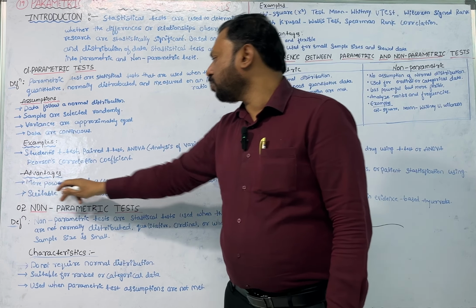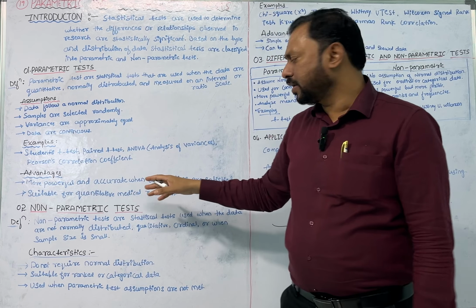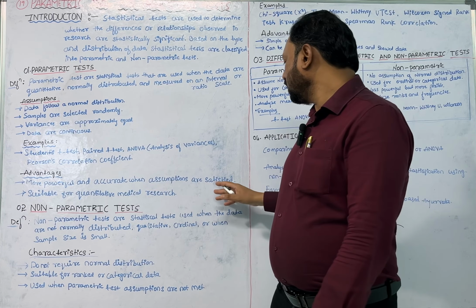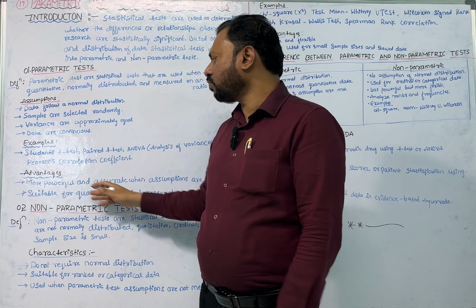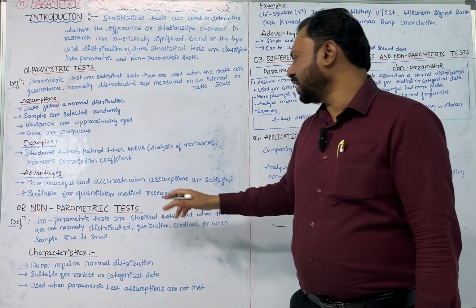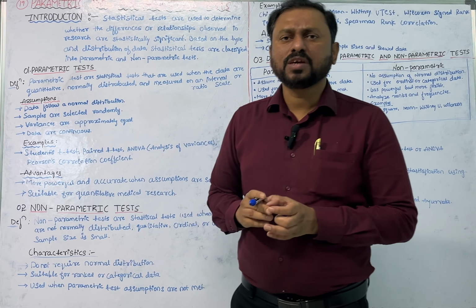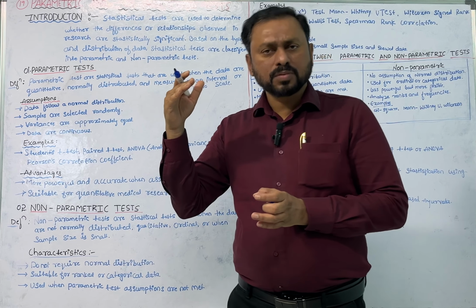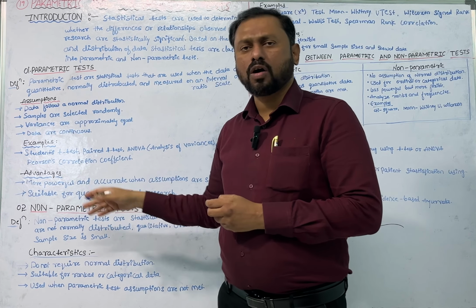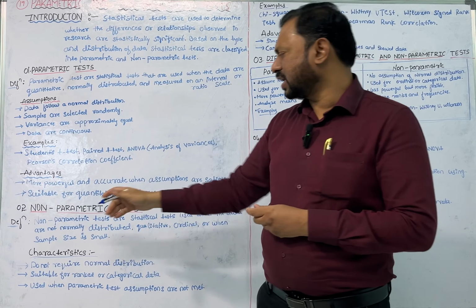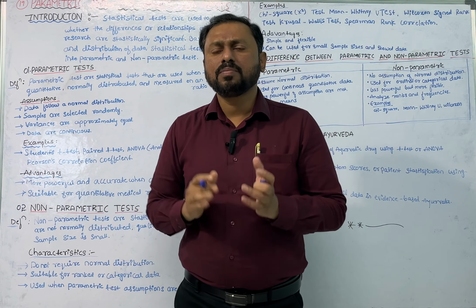Advantages: they are more powerful compared to non-parametric tests. They are more powerful and accurate when the assumptions are satisfied. It means when suitable data is there, this is considered more powerful and suitable for quantitative medical research, where the data is available in number form. It may be weight, for example 10 kg, 40, 50, or blood pressure, 120, 130, like that, quantitative medical research. This is considered the best test, the parametric test.